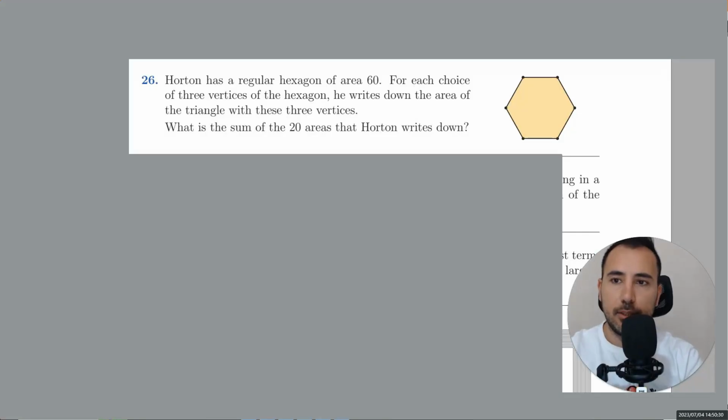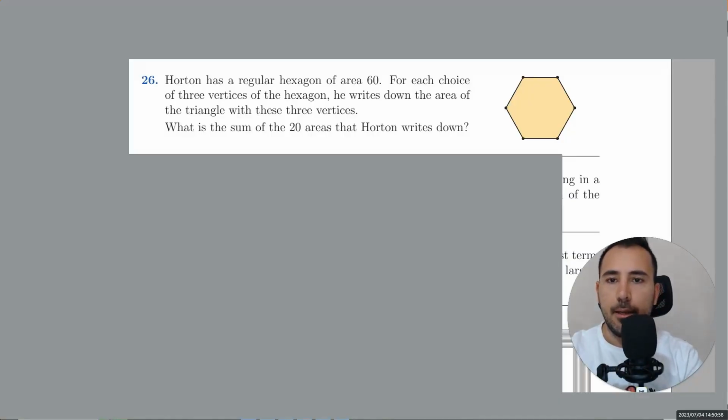Question 26. Horton has a regular hexagon of area 60. For each choice of 3 vertices of the hexagon, he writes down the area of the triangle with these 3 vertices. What is the sum of the 20 areas that Horton writes down?